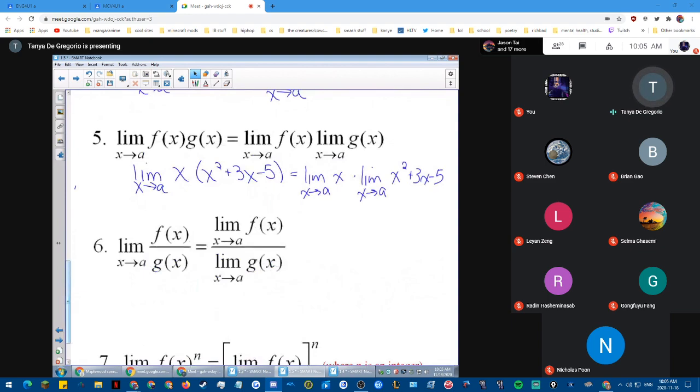Here I'm multiplying two functions together. When you're multiplying two functions together, again, you can take the limits separately. So for example, I have x multiplied by x squared plus 3x minus 5. So I can say the limit as x approaches a of x multiplied by the limit as x approaches a of x squared plus 3x minus 5. And I should have brackets here. Okay?